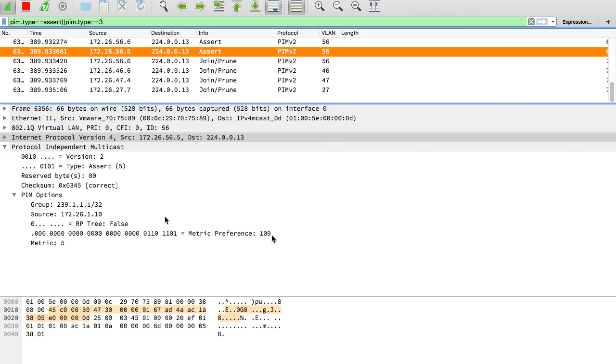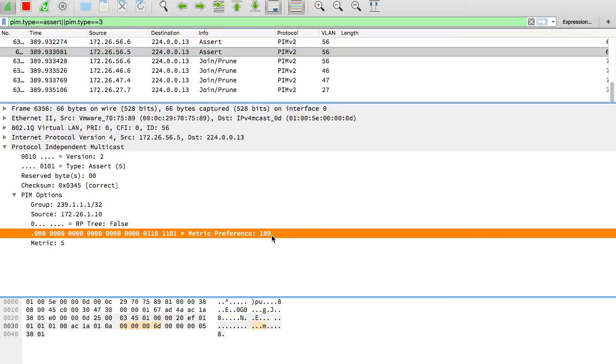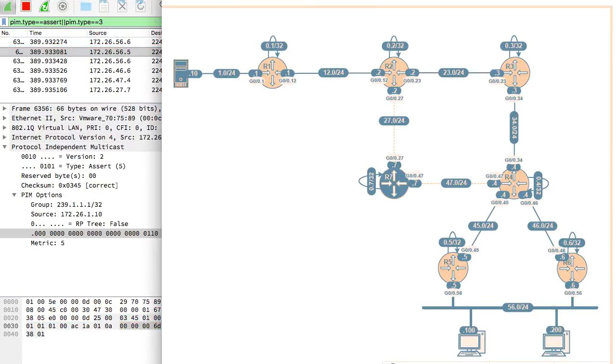But let's see what was sent in the last assertion. Look, the metric preference is now 109. So now in this particular assert, because of our changing the distance, and I believe this is a triggered process, as soon as I changed the administrative distance or the metric preference, essentially R5 should trigger an assert message, and it triggers this assert message over to R6. This time the metric preference is 109, and 109 is better metric preference than 110, which is what R6 should have been advertising.